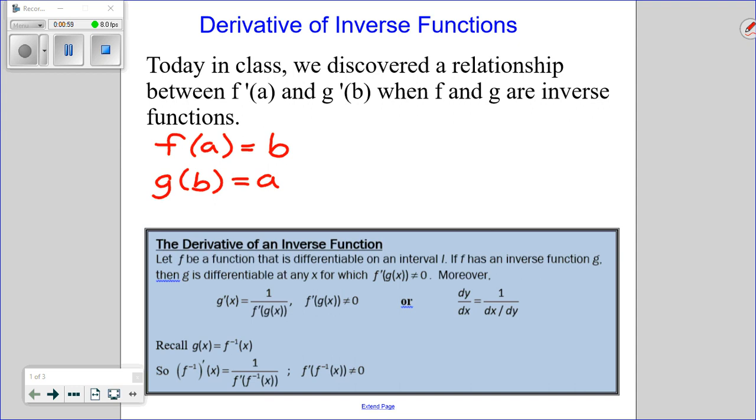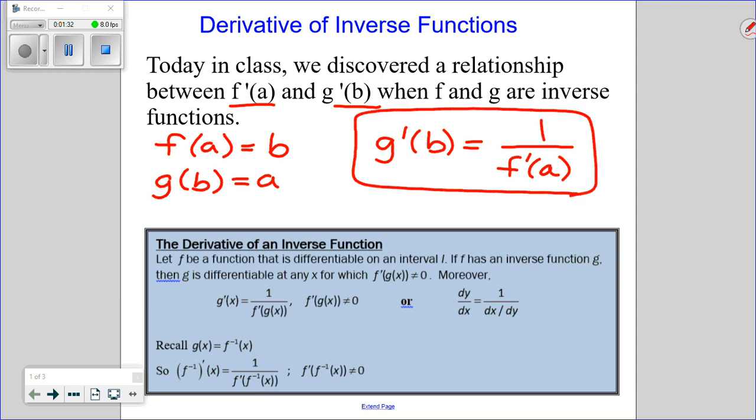So then we discovered a relationship between these derivatives today, and we saw that g prime of b is equal to the reciprocal, or 1 over f prime of a. Because g is an inverse function, we would be finding the derivative of an inverse function. So the derivative of g would equal 1 over f prime of a. So this is one way to remember the rule for finding derivatives of inverse functions.